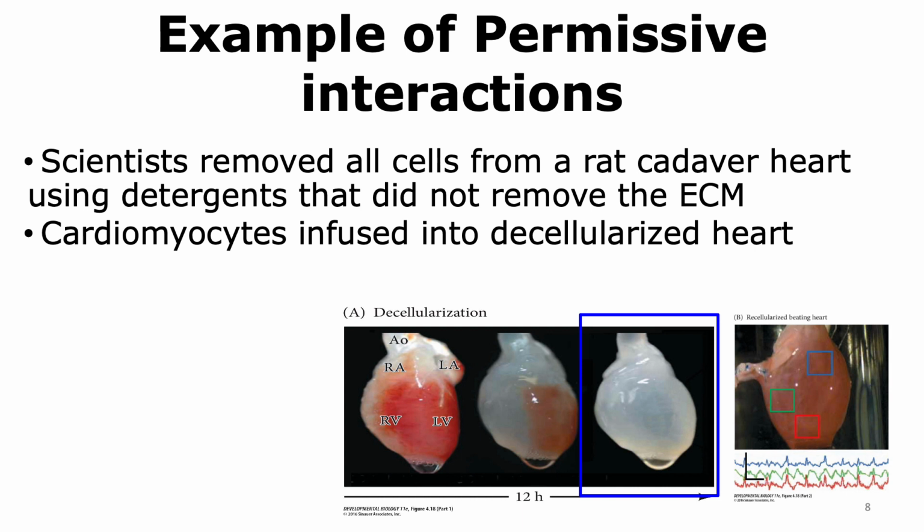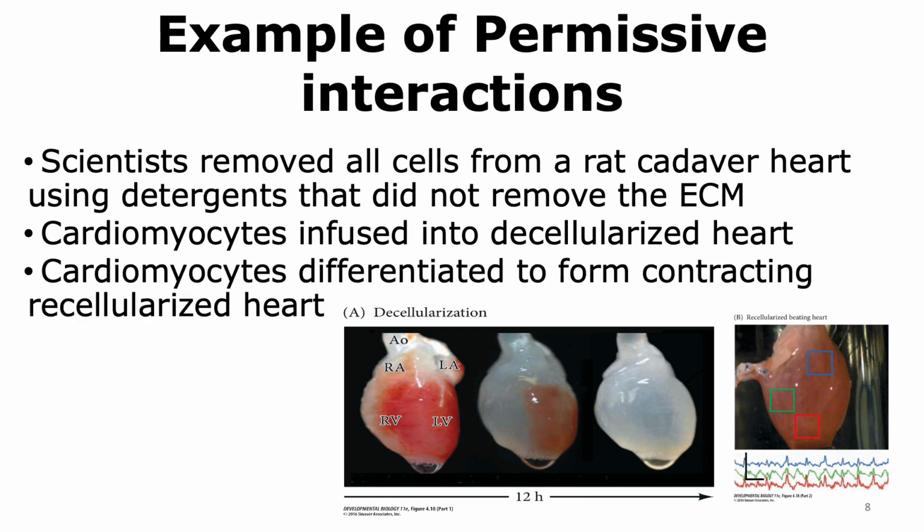After that, cardiomyocytes were infused into the decellularized heart, and they were monitored over time. What was found was that the cardiomyocytes differentiated to form a contracting recellularized heart. So the heart that was there before basically had no cells when the cardiomyocytes were infused. However, it did have the extracellular matrix. In the picture shown on the right side in the blue box, we are seeing the recellularized heart, where the cardiomyocytes have organized themselves and differentiated into the appropriate kind of cells to form a contracting heart, where we can see the contractions in the graphs right below the heart.